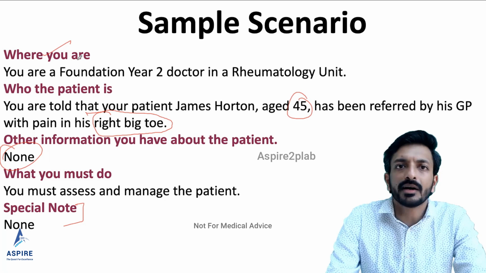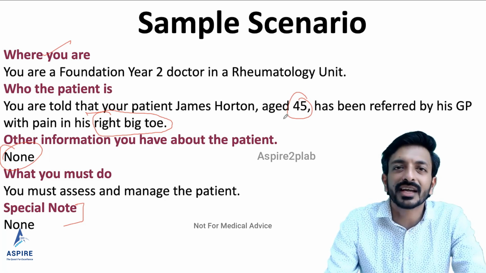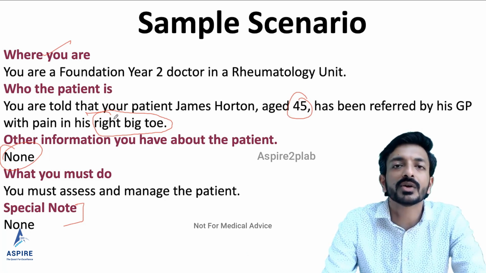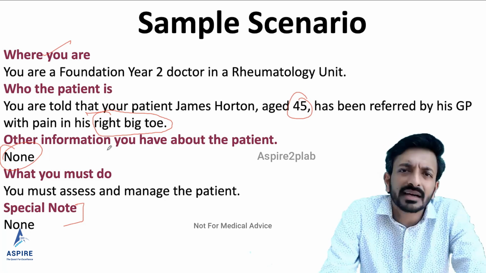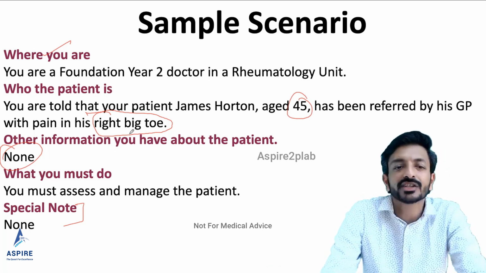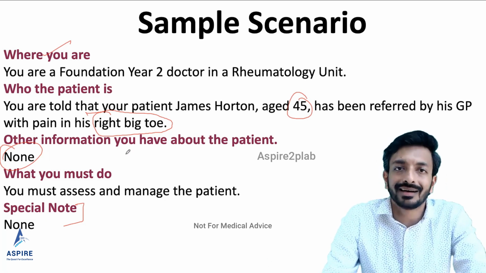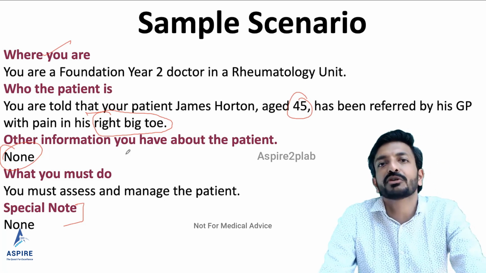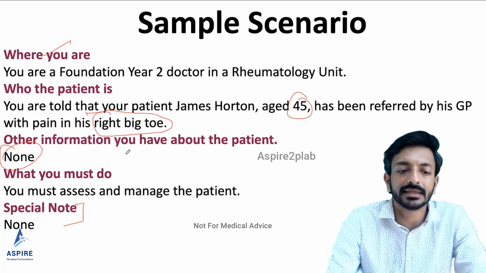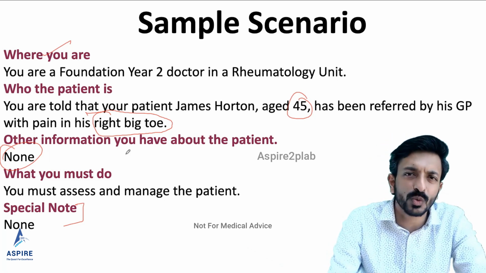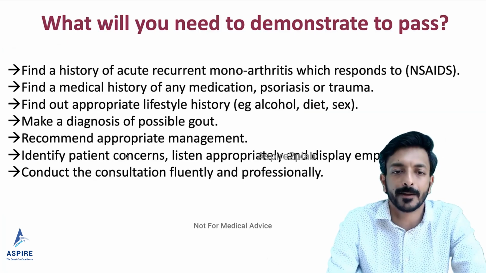And each part of this question has got importance. Where you are, in rheumatology or in medicine, in A&E, that is important. Who the patient is, so here you are getting some information about your patient, right? Other information, maybe patient has got some underlying medical condition, maybe patient is taking some medication, so they might be giving some extra information. What you must do, that will be your task. You're supposed to talk to the patient, supposed to talk to the examiner, you're supposed to do any examination or any mannequin, so they will be telling you here. And a special note, maybe patient is worried, we have taken the consent, patient is angry, so that kind of special note you may be having.